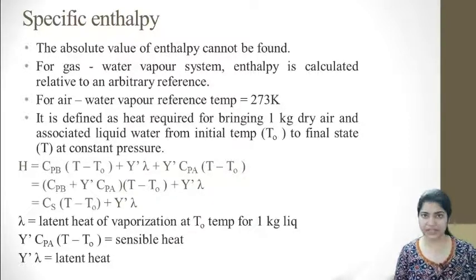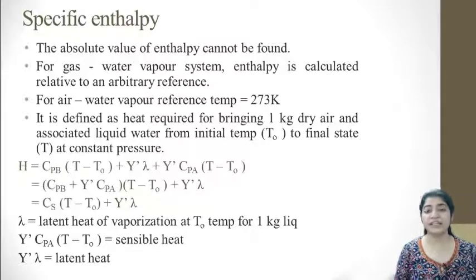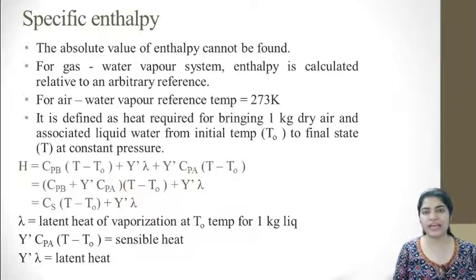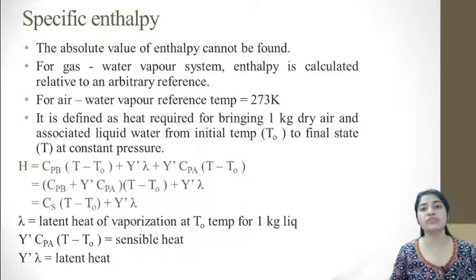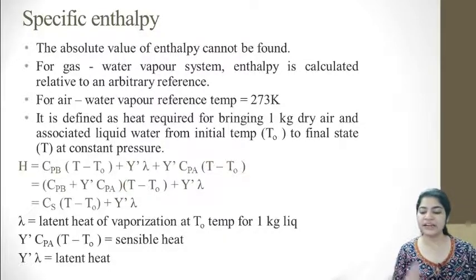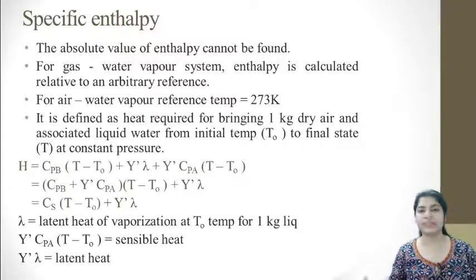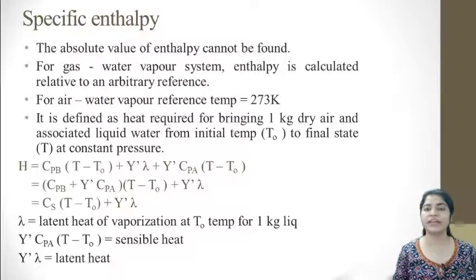Now, what is specific enthalpy here? It is defined as the heat required for bringing 1 kg dry air and associated liquid water from initial temperature T0 to final temperature T at constant pressure. So you need to find your enthalpy at temperature T. Here T0 is your reference temperature, 0 degrees Celsius, and the enthalpy at that temperature is always known. With respect to that, you calculate the enthalpy at temperature T.